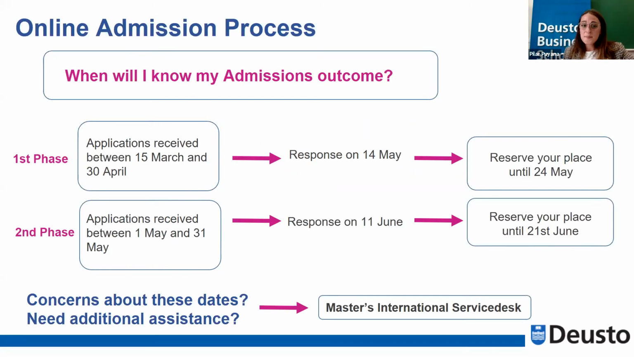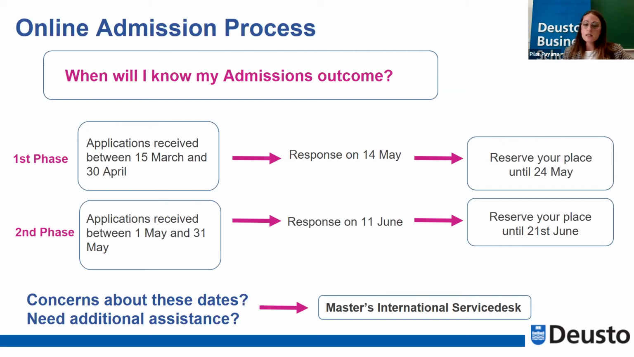So of course, the biggest question is, when will I know my admissions outcome? The University of Deusto's master's admissions process works with two phases. The first phase is between the 15th of March and the 30th of April. For applications received during this time, you will receive your response to the program by the 14th of May, and then you'll be given the opportunity to finish that pre-enrollment by the 24th of May.